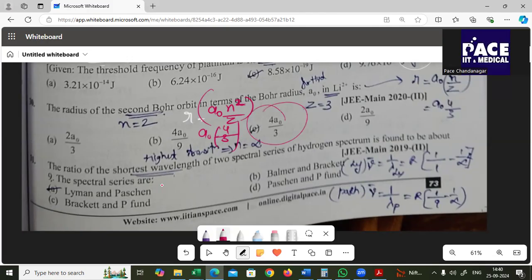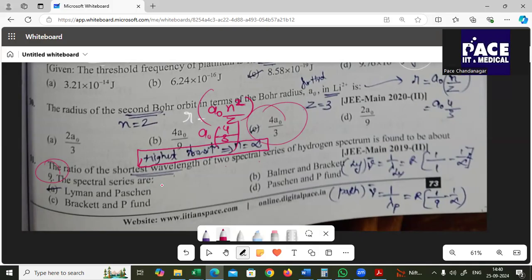Next, coming up with the next question: the ratio of the shortest wavelength of two spectral lines. Every time remember that the shortest wavelength means the highest transition. The highest transition will be for n is equal to infinity. Two spectral lines are there, and the ratio is found to be 9, right? We will check it up.